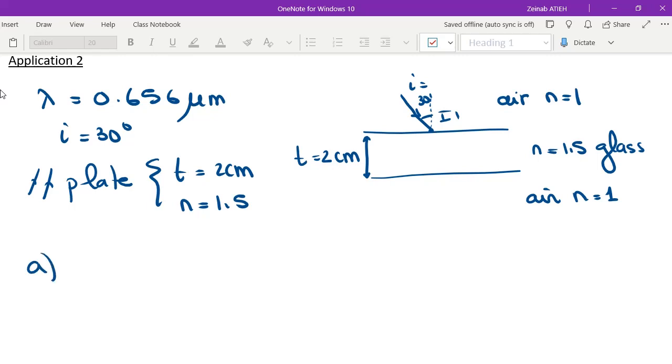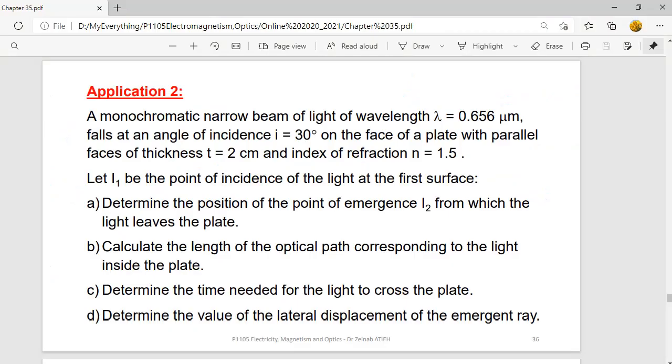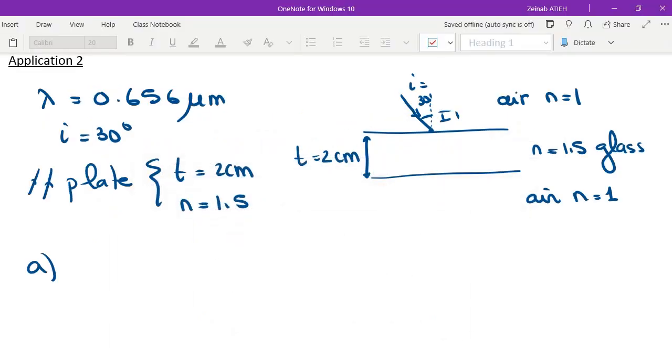In the first part, we are asked to find the point of emergence I2 from which the light leaves the plate. From which point does the light appear on the other side? First, I want to see how the light will refract at surface 1. I have to apply Snell's law. Then it will reach surface 2, and there I need to see how it emerges from the point I2. We'll see where I2 is and determine its position.